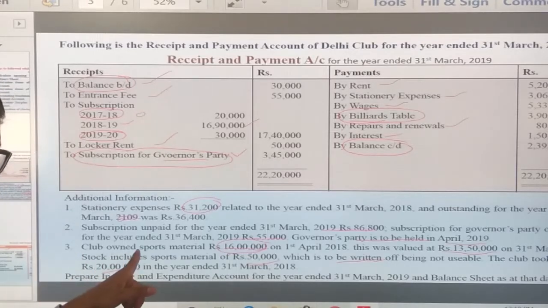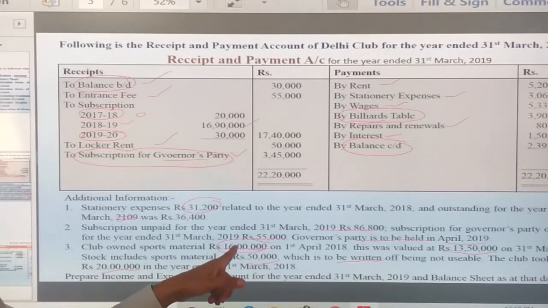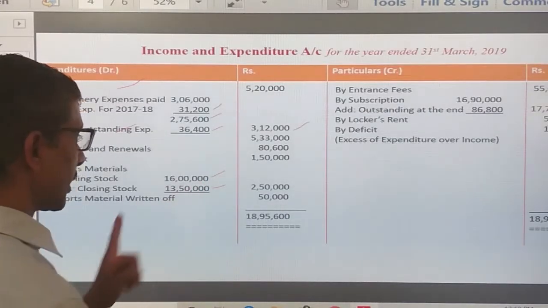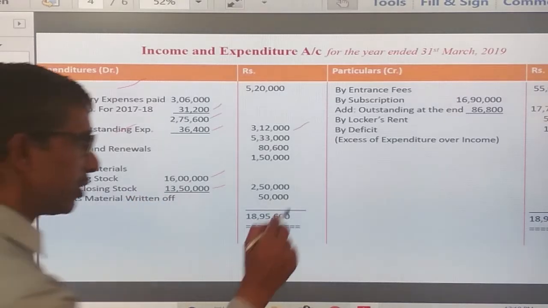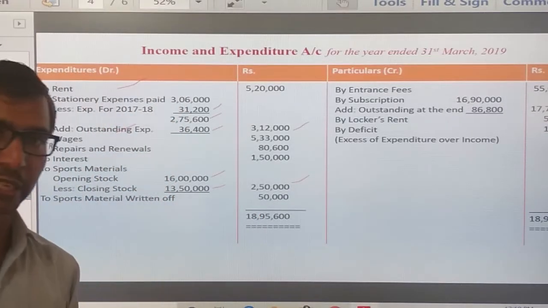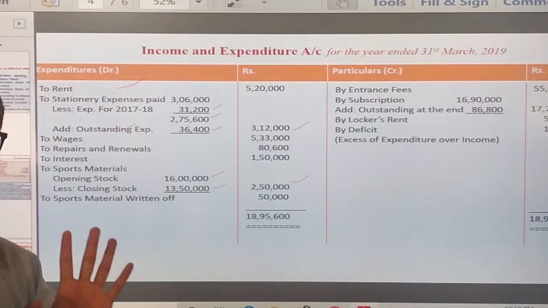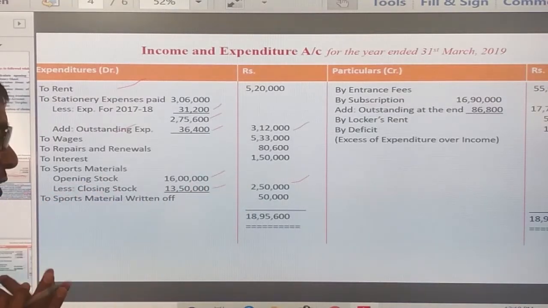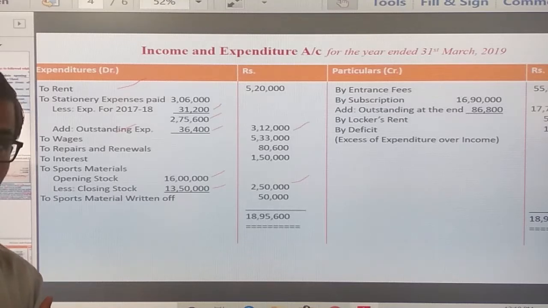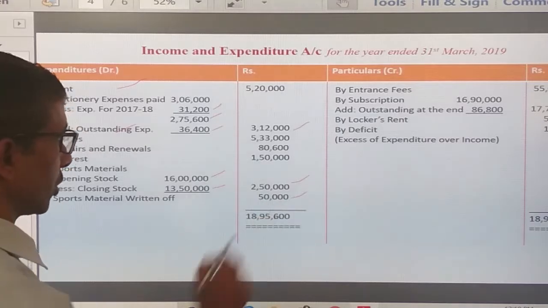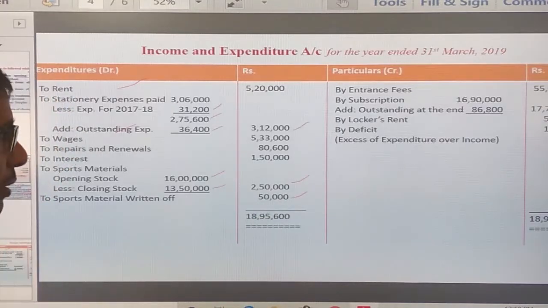About the sports material, here it is given. The club had sports material of 16 lakh. So 16 lakh sports material was there. At the end, stock is 13 lakh 50,000. It means 2 lakh 50,000 sports material is consumed, so that we have shown as consumed. In the same way, sports material written off was also given in the adjustment, so that also we have shown: 50,000 rupees sports material written off.